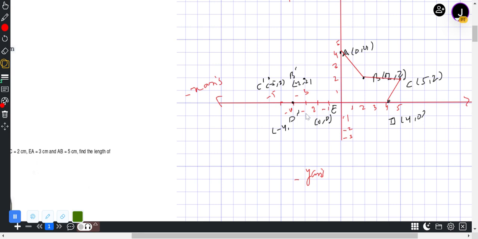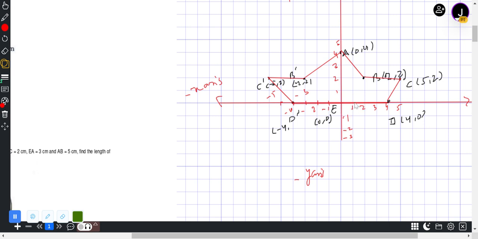So where is D dash? D to D dash, and D dash to C dash, and C dash to B dash, and B dash to A dash. So this is the image, my dear friend. Okay. So what is that image? One more mark you have earned. You have to just name it.